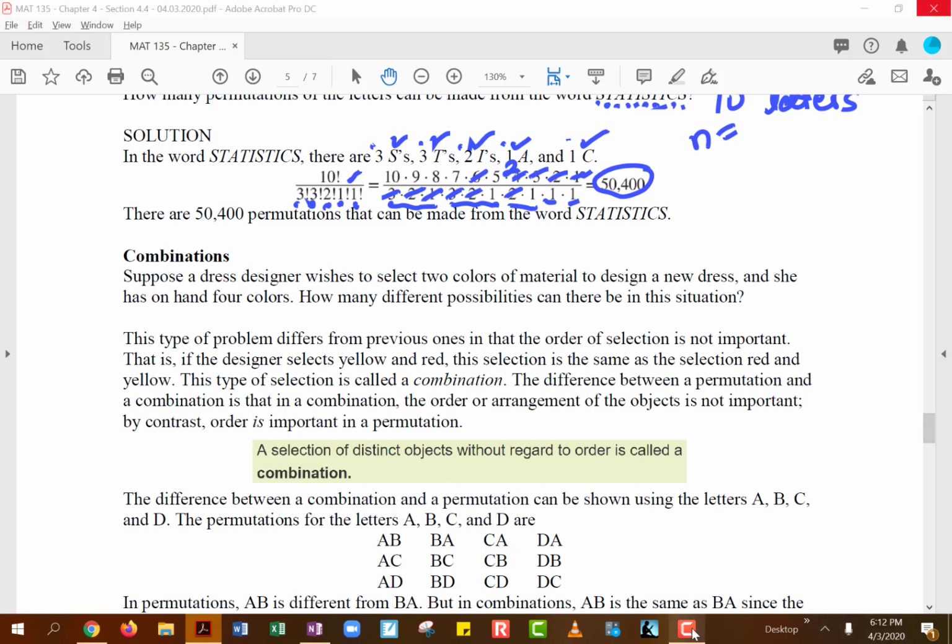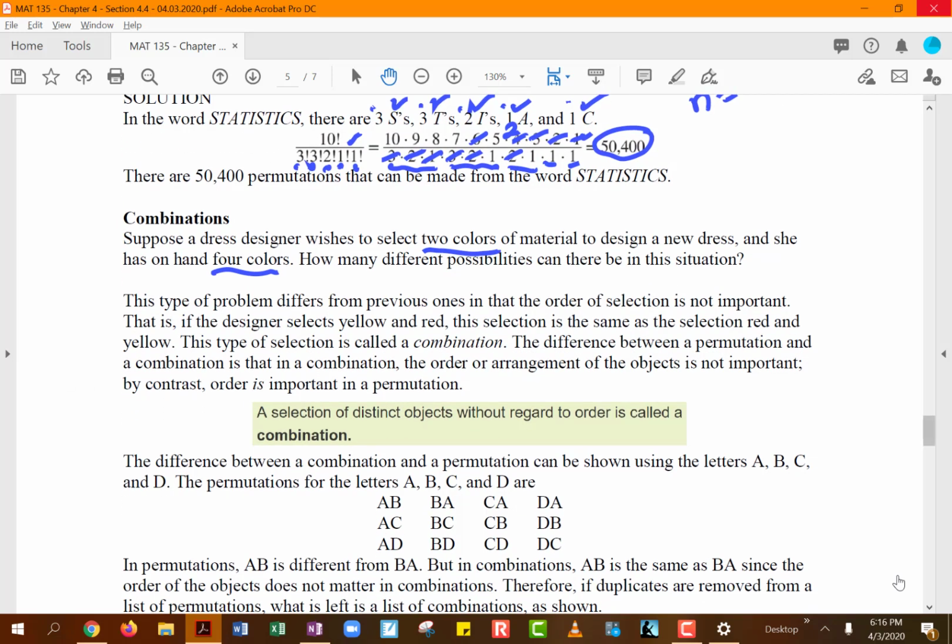This type of problem is different from where we were talking about order being important. Here the order of selection is not important. If the designer selects yellow and red, that is the same thing as selecting red first and then yellow, right? As long as the order is not important, that is where you use the combination rule. And that's really the main difference between your permutation and combination calculations.